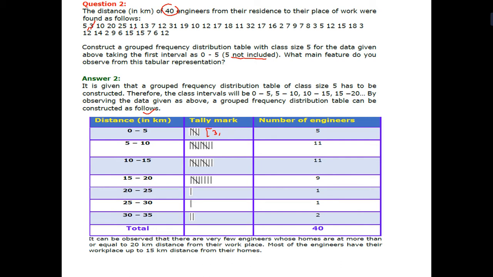3, 2, again 3, 5 is not included, again 3, again 2. So these are all the 1, 2, 3, 4, 5 classes. That is why we write tally marks 1, 2, 3, 4 and 5. So I have to write here 0 to 5. Afterward we go for 5 to 10.